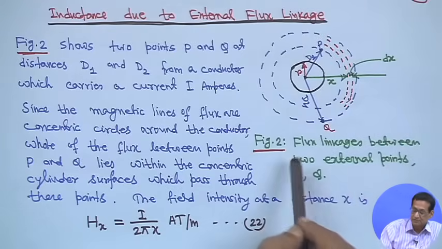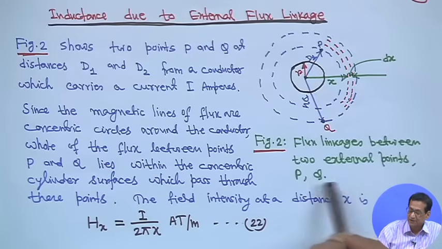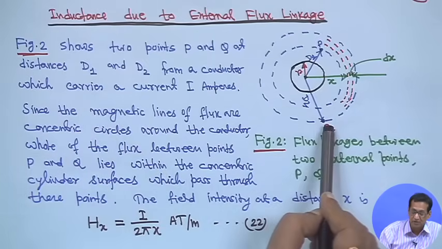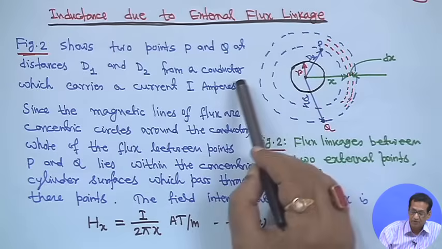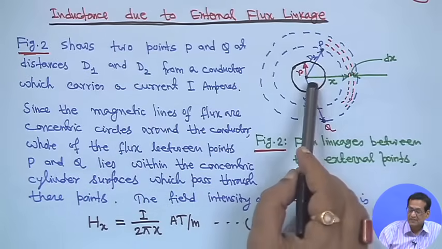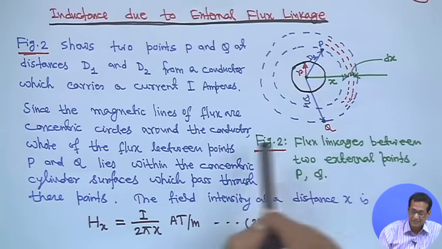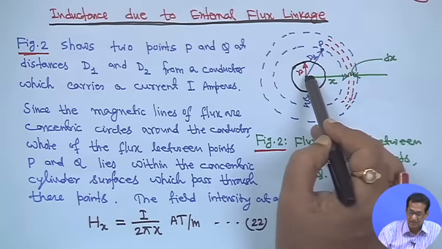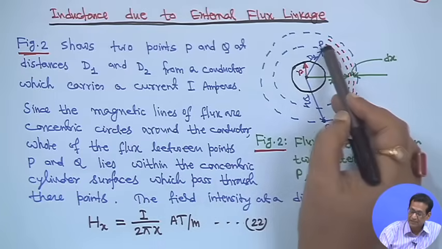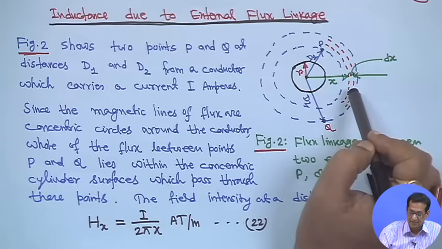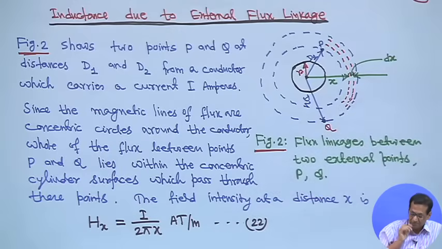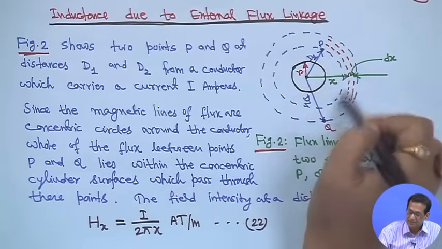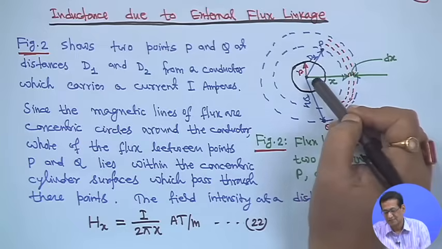This is figure 2, flux linkages between two external points P and Q. Figure 2 shows two points P and Q at distances d1 and d2 from a conductor which carries a current I ampere. Since the magnetic lines of flux are concentric circles around the conductor, the whole of the flux between points P and Q lies within the concentric cylinder surfaces which pass through these points. In between P and Q, whatever the flux lines, they are concentric.